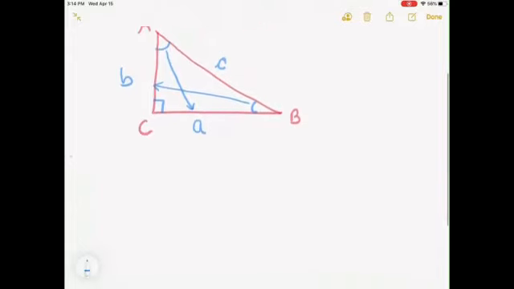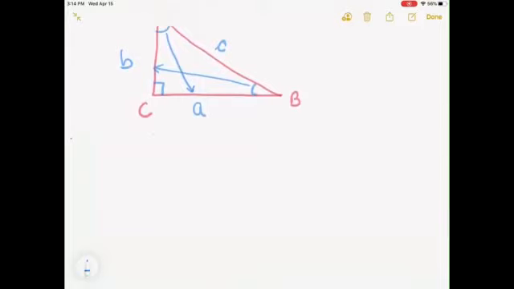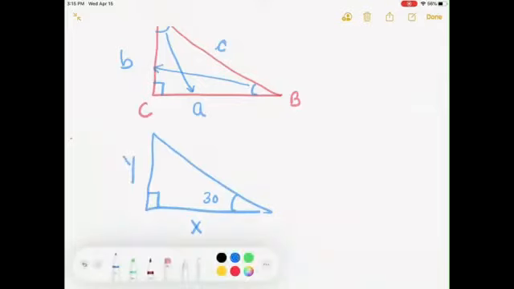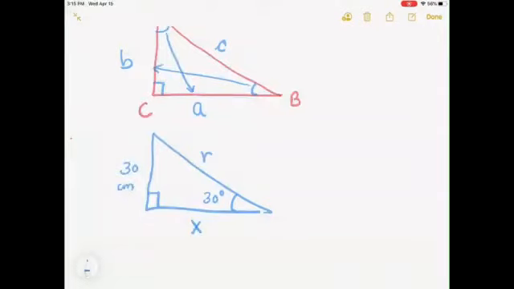So how do we do it? Let's start off with an example. Let's say I have a right triangle like this. This is 90, this is 30 degrees, and this is 30 centimeters. My question for you is to solve for this x and this r. Basically we're solving for all missing angles and missing sides.